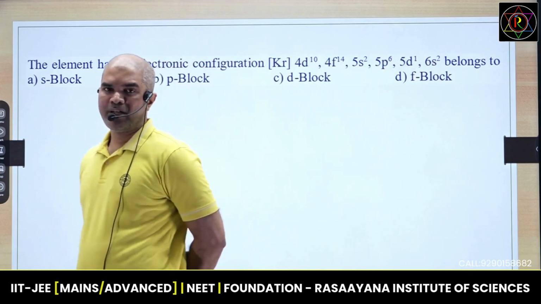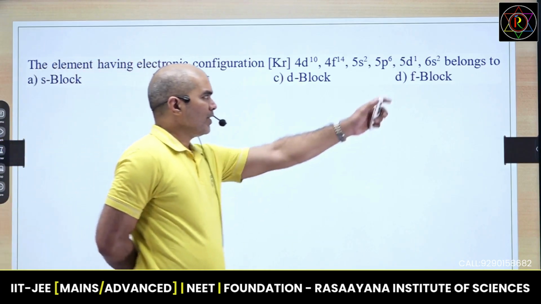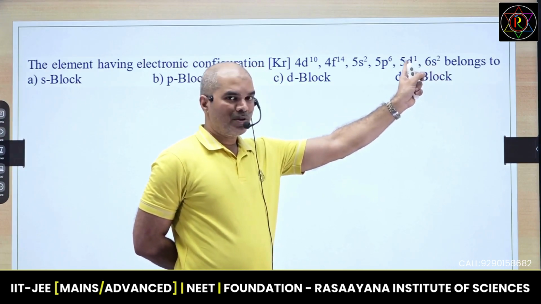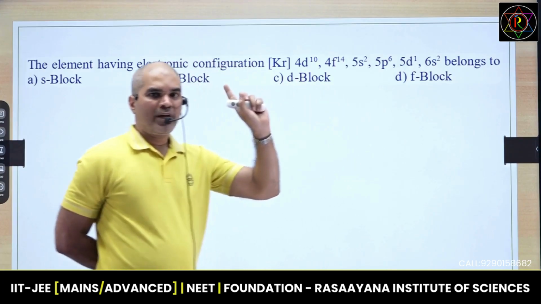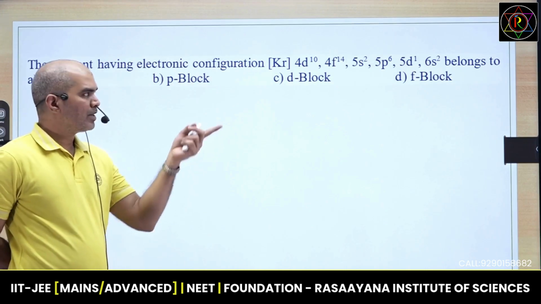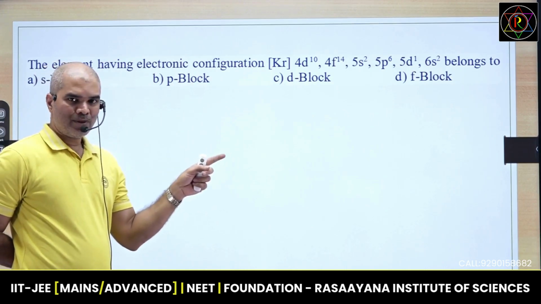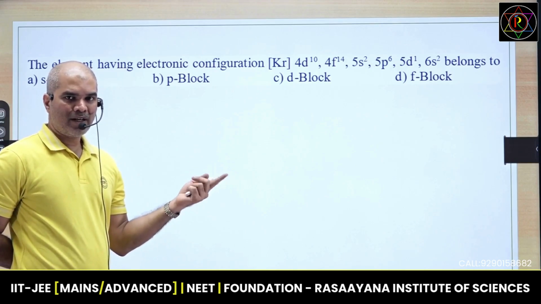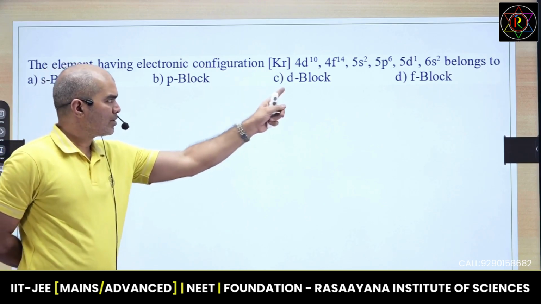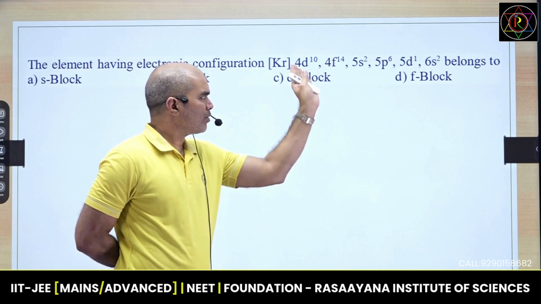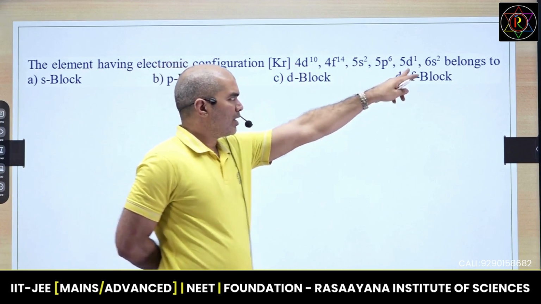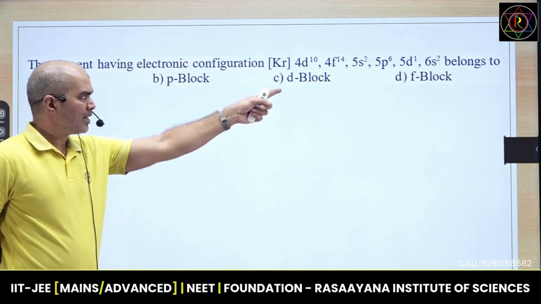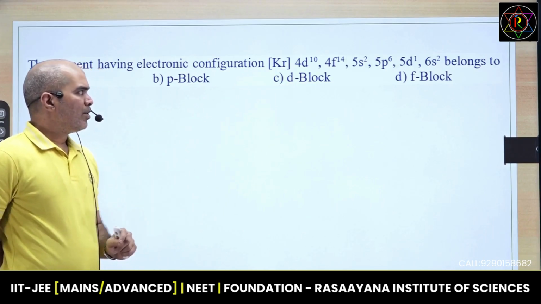Look at the valence shell and penultimate shell. This is 5d1, 6s2, so it has to belong to D block. 5d1, 5d2, 5d3, 5d4 with 6s2, all of them belong to D block. (n-1)d 1 to 10 with ns2 belongs to D block. So the answer is D block element. Forget about the beginning configuration. Look at the valence shell and see where the last electron is entering. That is entering into the D orbital. Therefore, it belongs to D block.